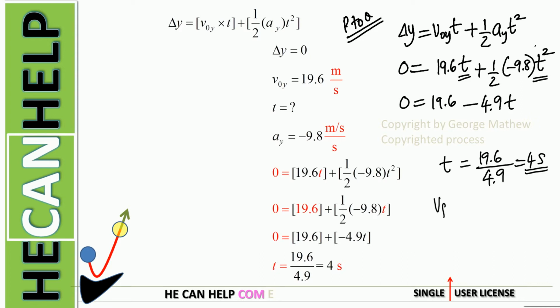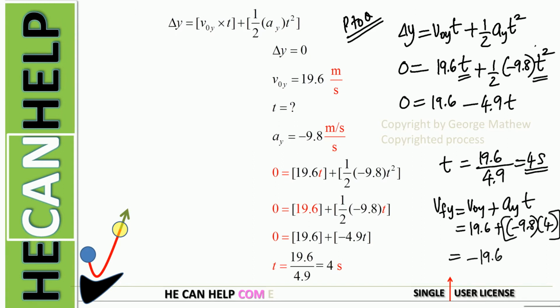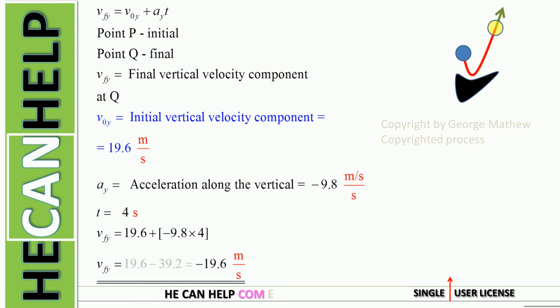Now you can go back to V final y is equal to V initial y plus acceleration along the vertical times time. V initial y is 19.6. Acceleration along the vertical is negative 9.8. Time is 4. And so what do we get? It is negative 19.6 meters per second. So first you solve for time, and then use that time and get the velocity along the vertical at point Q, and that is negative 19.6.